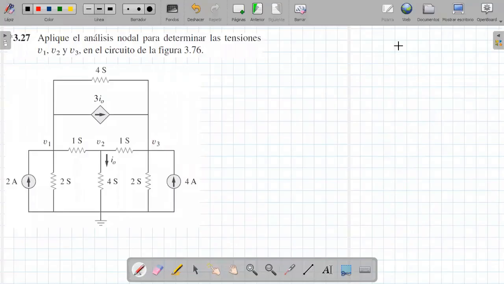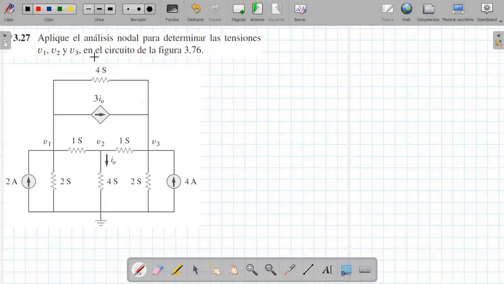Good morning. Today we are going to solve exercise 3.27 from the book Sadiku, Fundamentals of Electric Circuits. In this exercise, we know that it is in terms of conductance, not resistance, as in the previous ones. I recommend you watch video 315, where I explain how to work better on this type of exercise. We know that the units are Siemens and not ohms.